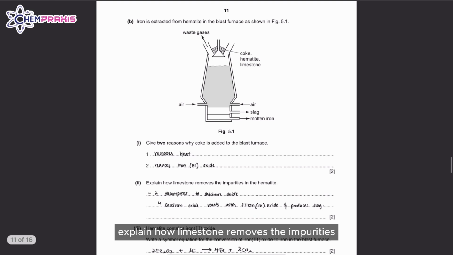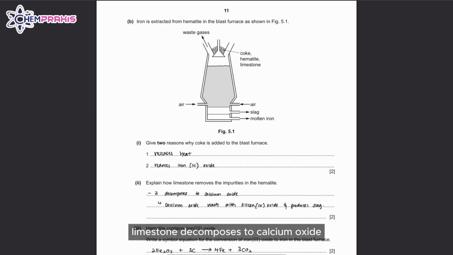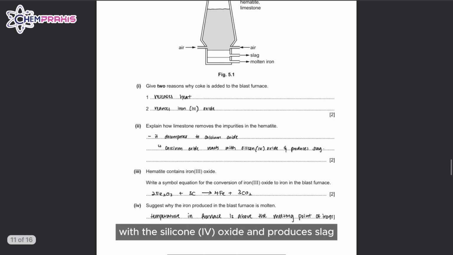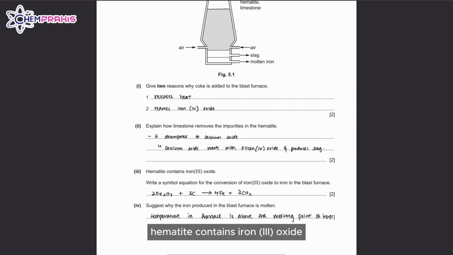Explain how limestone removes the impurities in hematite. Limestone decomposes to calcium oxide, which then reacts with the silicon(IV) oxide and produces slag. Hematite contains iron(III) oxide.